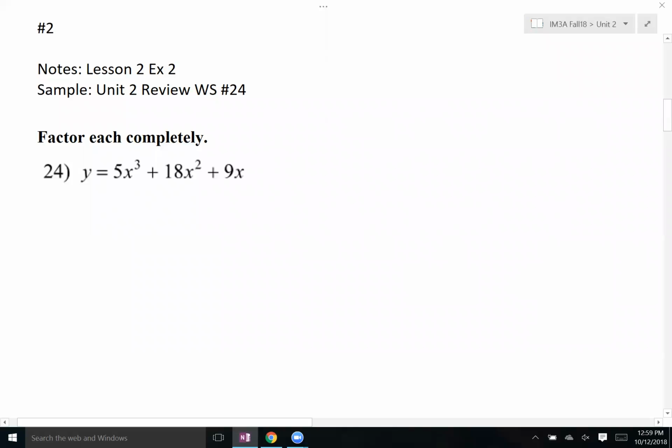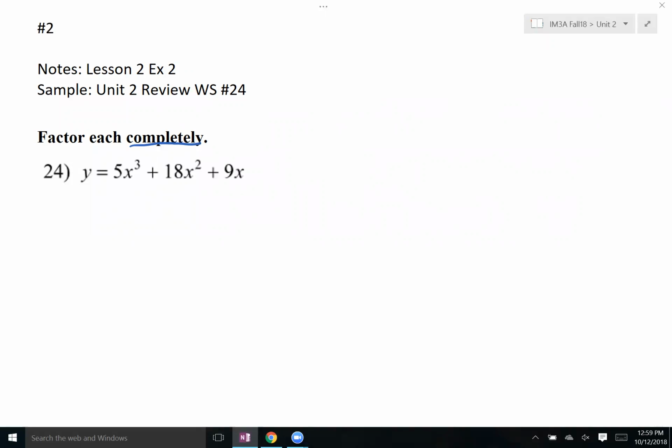The next question on the retake review corresponds to question 24 on the Unit 2 review worksheet, which is also lesson 2, example 2 in your notes. For problem 24, I'm going to go through the process to factor something completely. Completely means that I'm probably going to have to factor in more than one way or more than one time. So the first thing that you should always check with factoring is, do they have a greatest common factor?